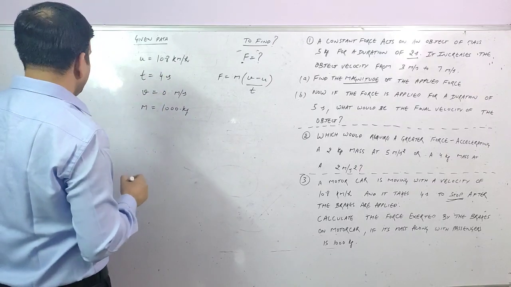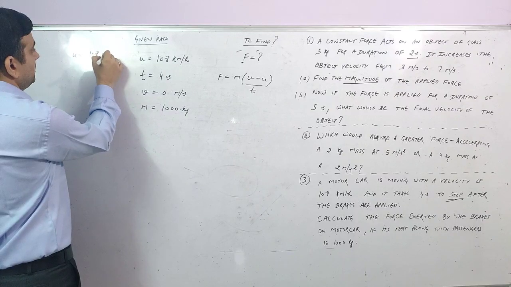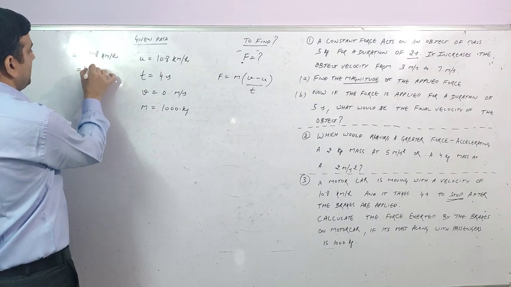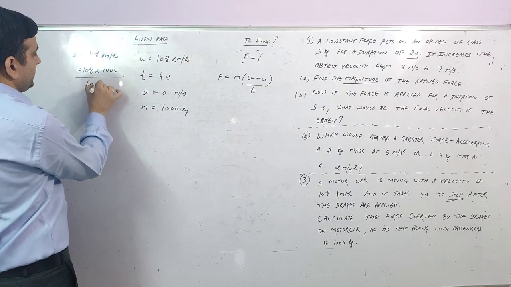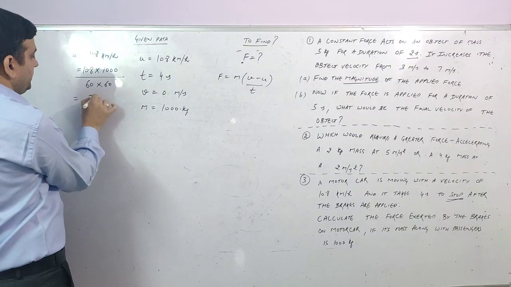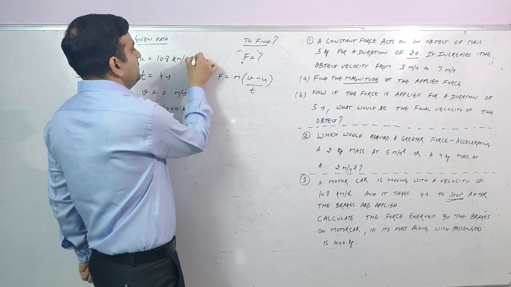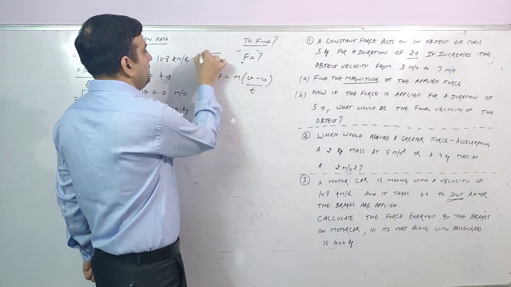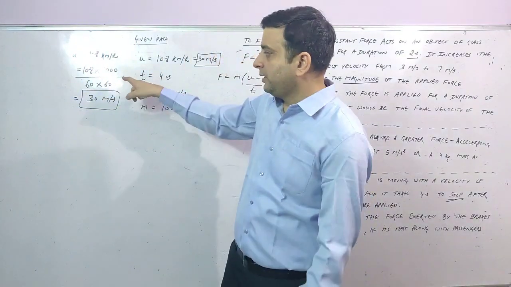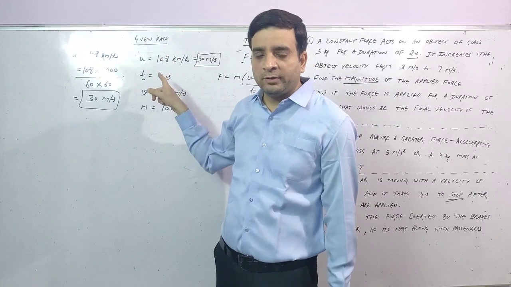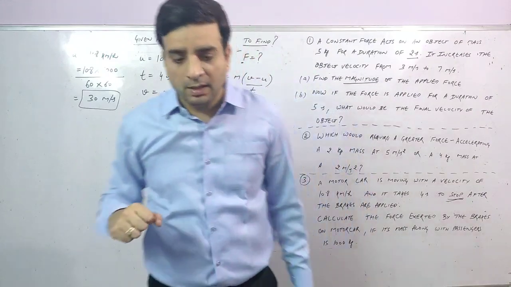So what is our velocity? U is given 108 kilometer per hour. So how we can convert 108 kilometer into meter? 1000. For hour into second, 60 into 60. And you will get, after solving this, you will get 30 meter per second. So 30 meter per second. So whenever you are solving this, if you are converting, show it in your answer sheet कि आप convert कर रहे हो और कैसे कर रहे हो. So 30 meter per second.